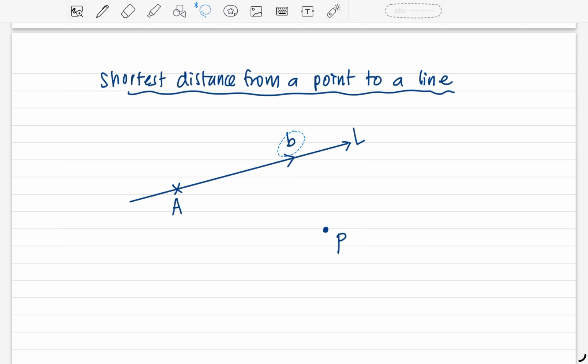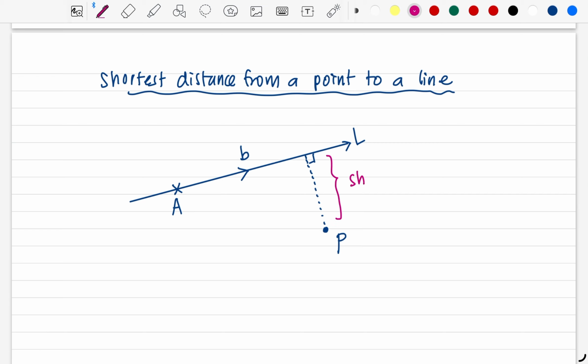the shortest distance must represent a line drawn from P to line L that is perpendicular to line L. So this is the shortest distance. Shortest distance from P to line L.